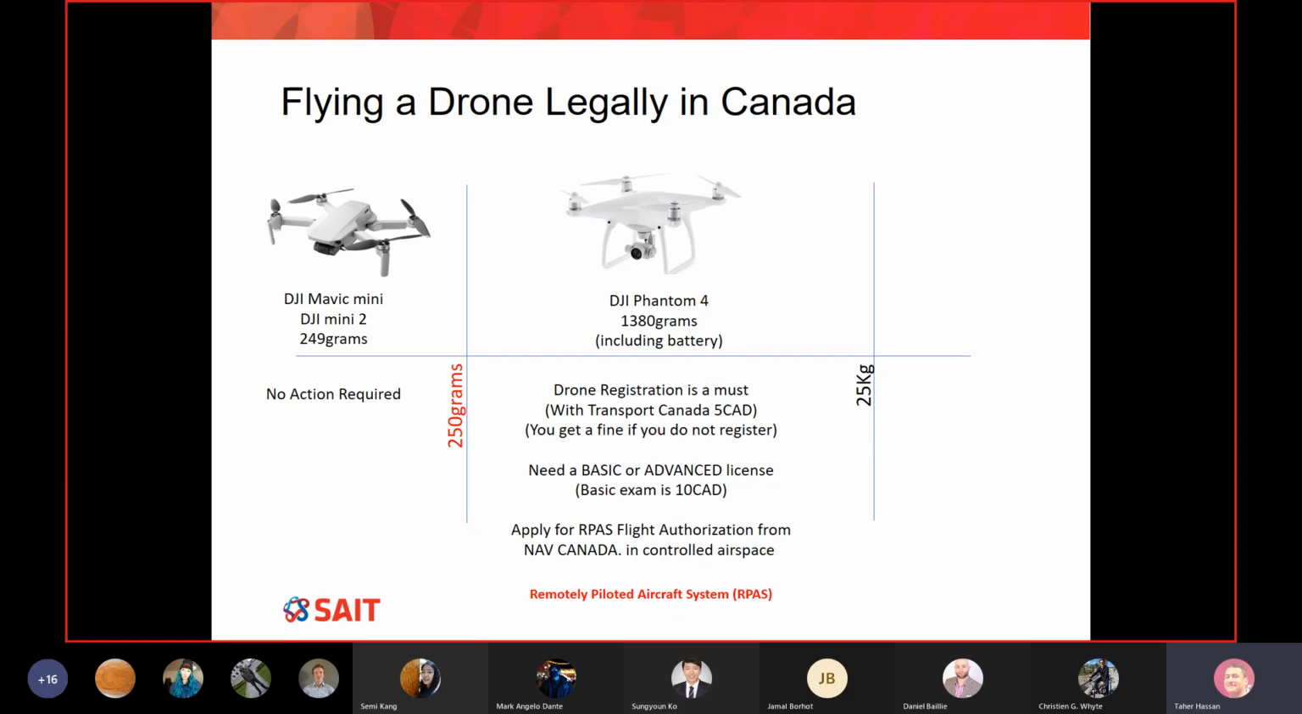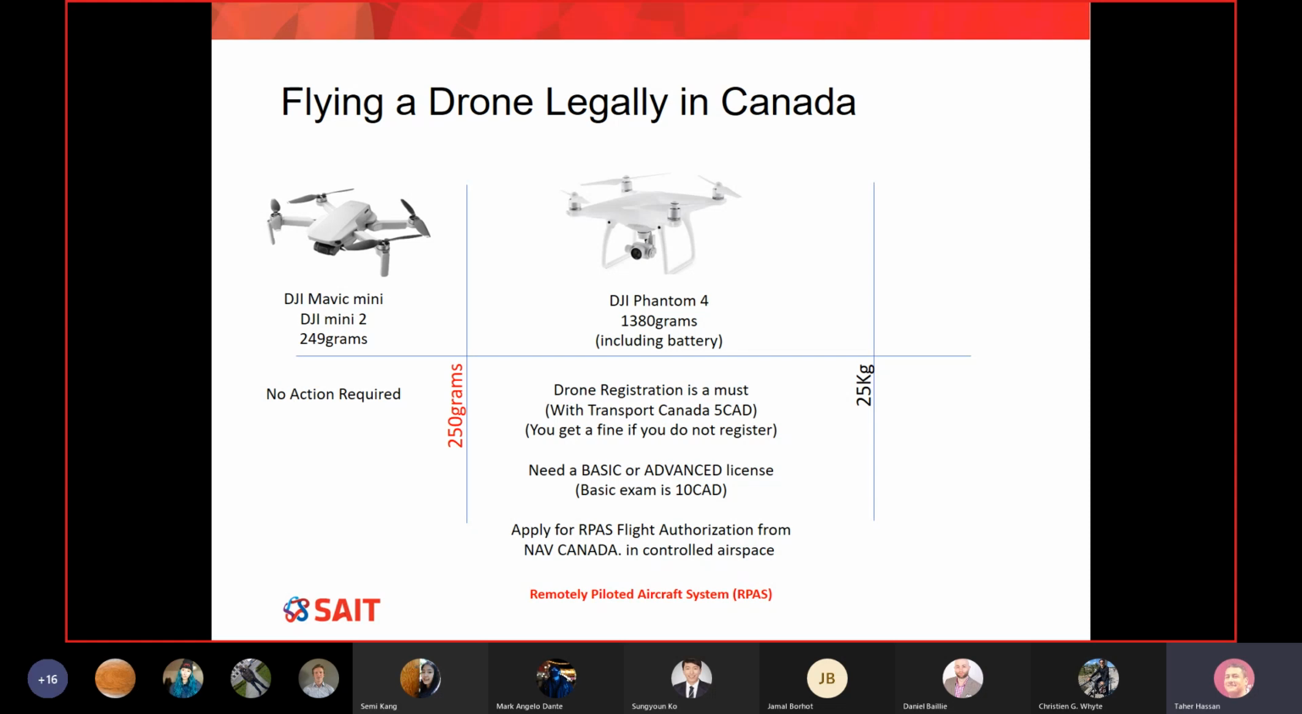And you know what? If you don't register your drone, wait until the end. You will see how much you will pay if you just don't register and pay $5. The penalty is 200 times this $5. It's $1,000 if you don't register your drone.